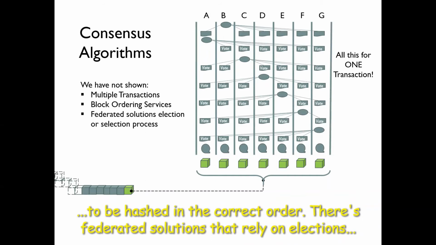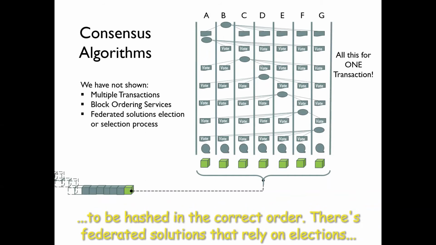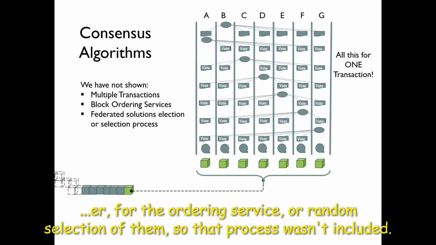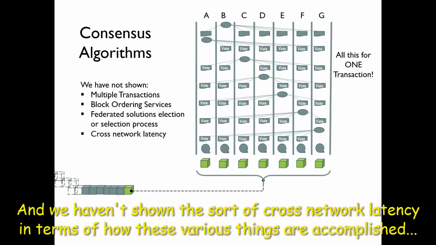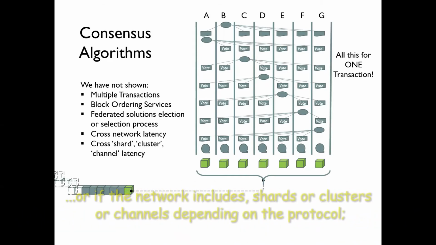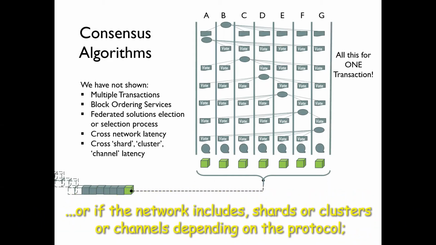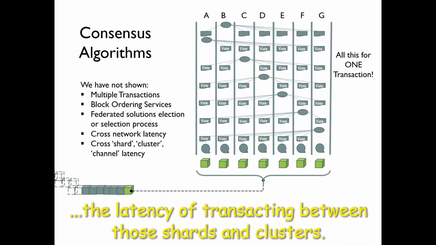There's federated solutions that rely on elections for the ordering service or random selection of them. So that process wasn't included. And we haven't shown the sort of cross-network latency in terms of how these various things are accomplished, or if the network includes shards or clusters or channels, depending on the protocol, the latency of transacting between those shards and clusters.